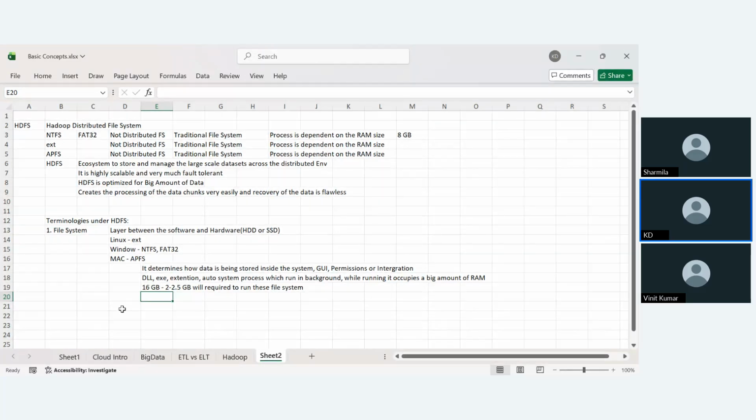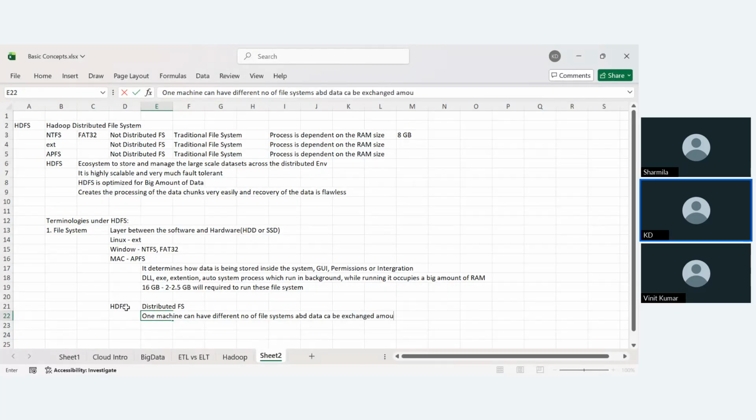Okay, these are the file systems which are required for the operation of the operating system. On top of that, there is HDFS, right? This is a distributed file system. The others we discussed were not distributed. What it says is that one machine can have a different number of file systems, and data can be exchanged among all of these.